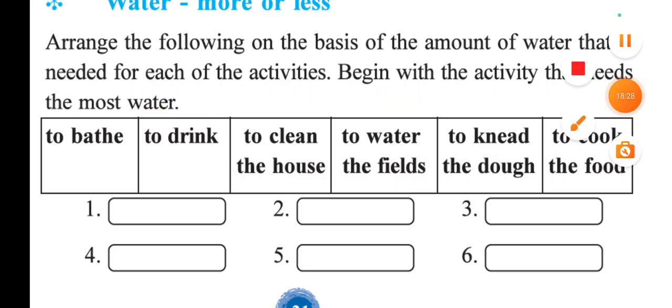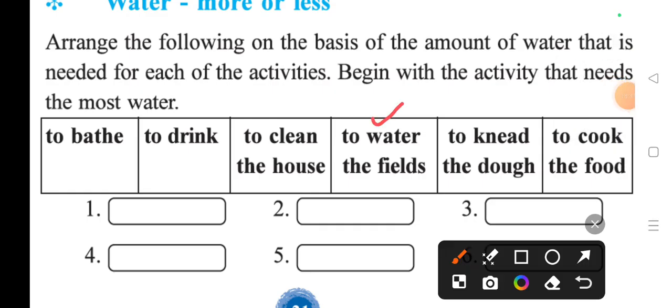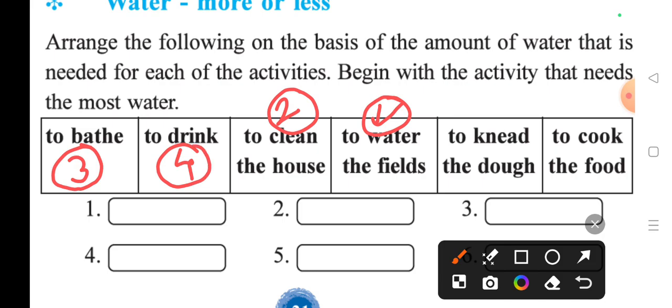Yes, children. Here to water the fields, it needs a lot of water. This is the first option. Second, to clean house. It needs at least 2 to 3 buckets of water. It depends on the house. Then third, to bathe. For bathing, we need at least 1 bucket of water. Then fourth, to drink. To drink, we need at least 1 earthen pot. Then fifth, you can write to knead the dough. At least half a jug or half a liter of water, or a little bit more or less. And the last, sixth, is to cook food. So in this manner you should do this question.